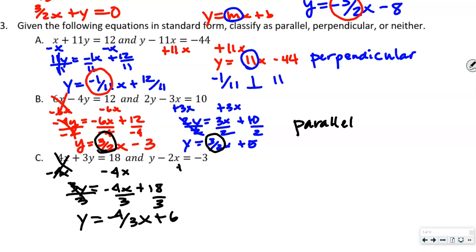Here we're going to add 2x to both sides. So this is going to be y is equal to 2x. Sorry, we're supposed to add it to both sides. Minus 3. Okay, so once again, what are we comparing? We're comparing our slope here with our slope there. And those have no relationship, right? They're not reciprocals of each other for sure, and they're not the same number. So this is neither.